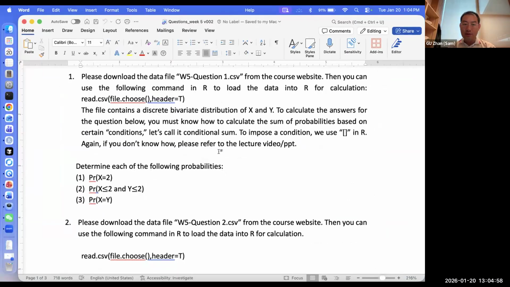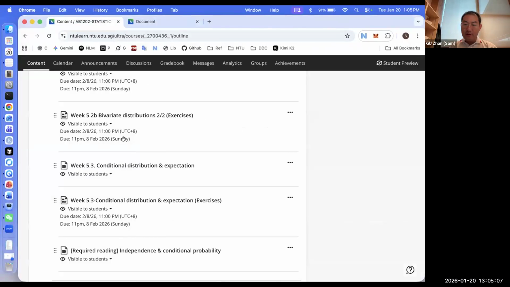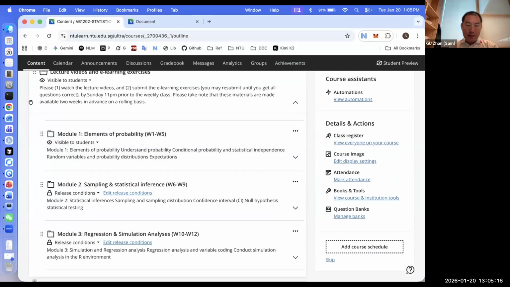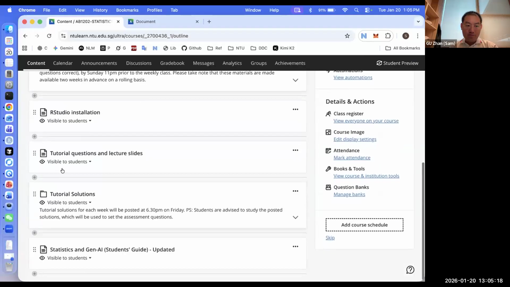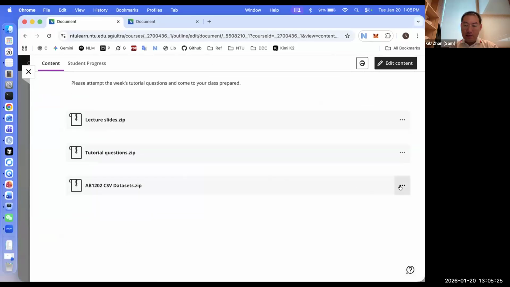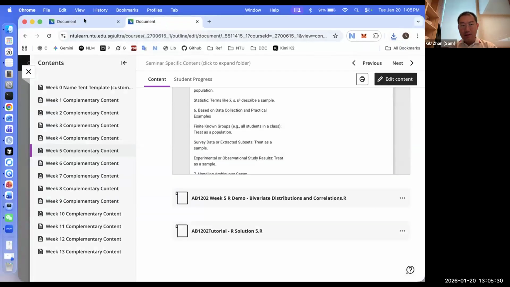You must know how to calculate variance. Then we also need week 5 question 2.csv. These files, by now you should know where to get them. If not, you can find them on the main course site or the seminar course site. In the main site, it's generally in tutorial questions and slides. There is a consolidated data set.zip. You can download the entire thing, or you may find it in the seminar group.